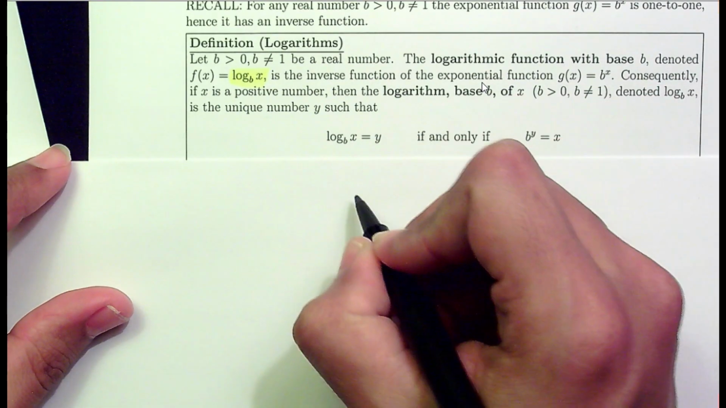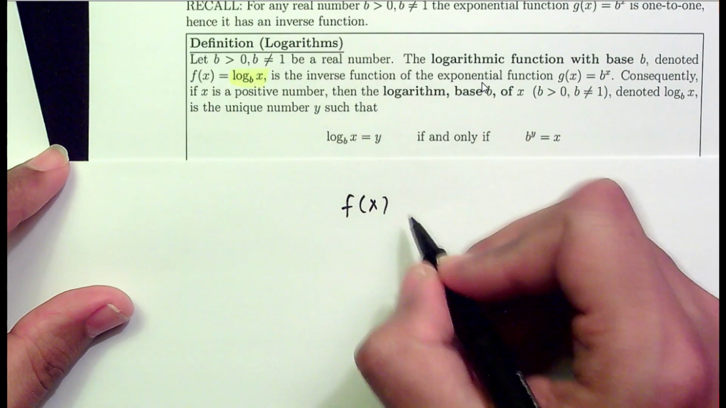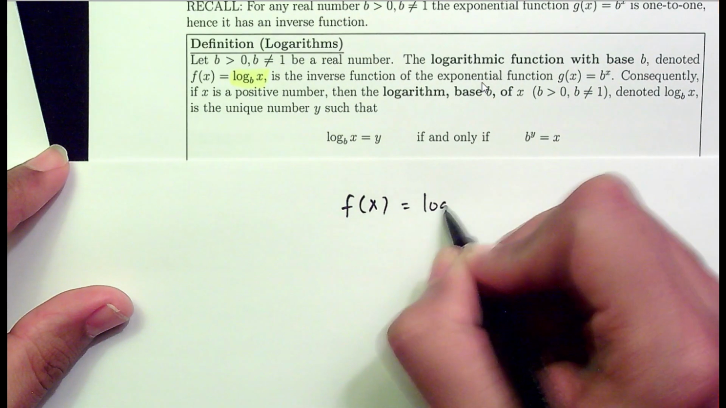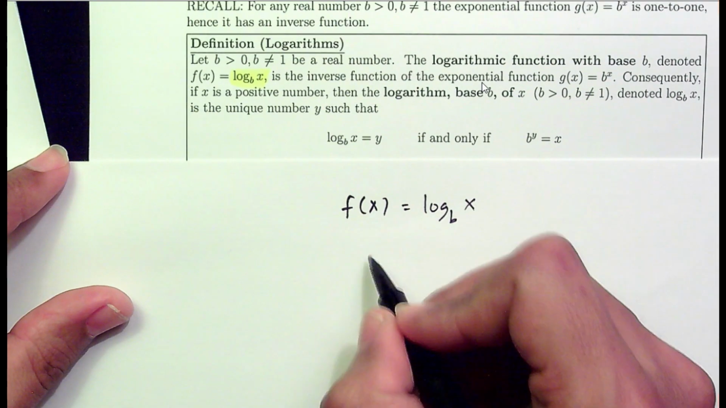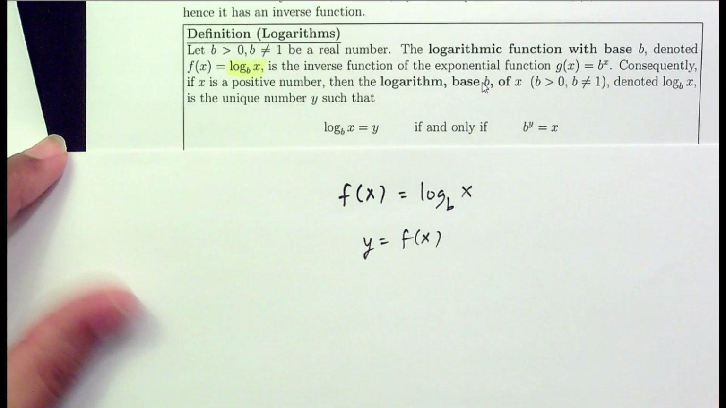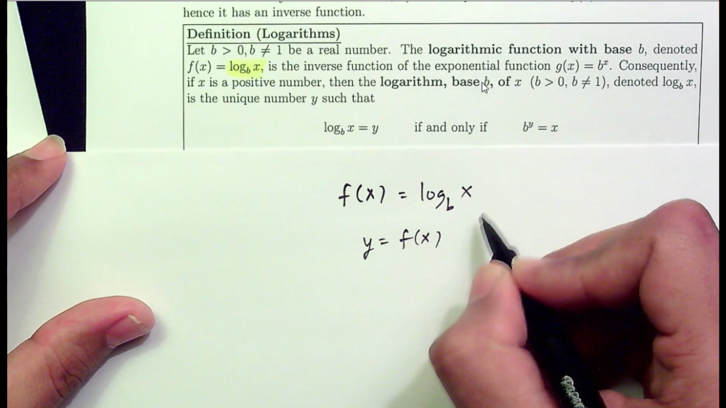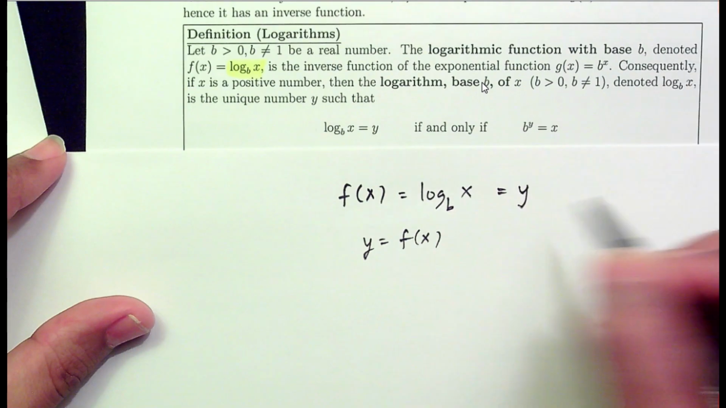Suppose that we have the function, this one right here, I'm going to copy. Logarithm base b of x. We're going to call it y, f of x. So y equals f of x. So this is equal to y.